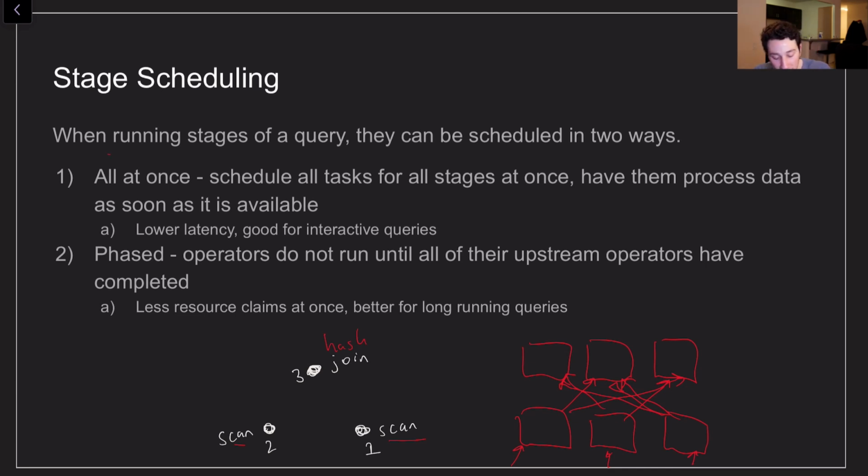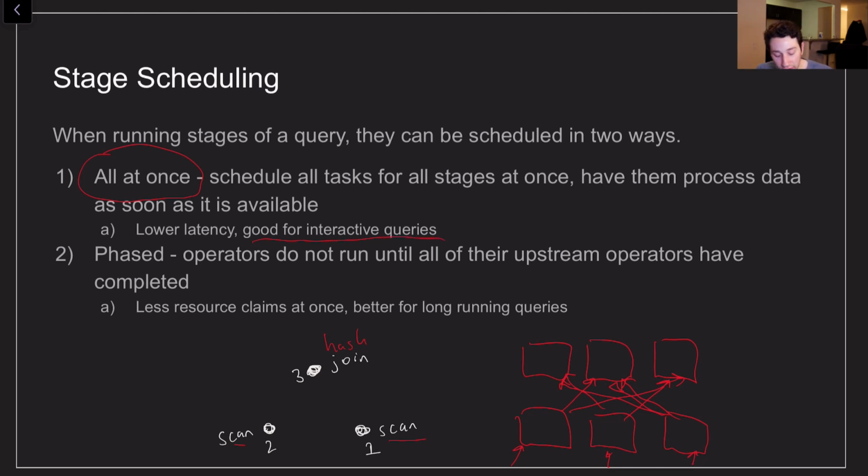Number one is called the all at once mode. So basically every single task is scheduled right at the start. We're going to do work as soon as there's data available to be done, and that's totally fine. That is going to result in lower latency queries. At the same time, when you're doing a bunch of tasks at once, there's inherently going to be overhead for that. You have to keep track of state for those tasks. You have to keep track of intermediate memory. And so that is going to be good for interactive queries, but you probably don't want to do it for something like an ETL job.